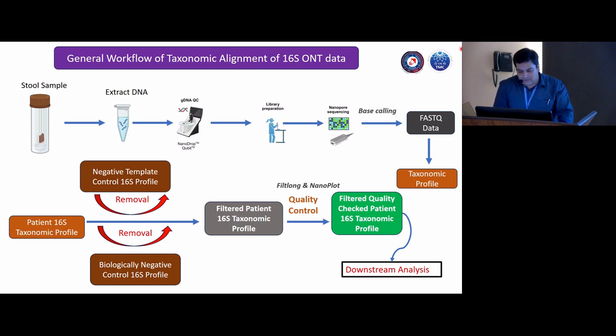I will go about how taxonomic profiling is built, but the idea is you have the patient 16S data. You remove the negative template controls to remove the wet lab errors that we have, and also the biologically negative controls, which are actually the healthy people. So you remove those background noises so that the bacteria that is actually causing the problem rises up in the table. Then you can do quality control, and then you can do downstream analysis.